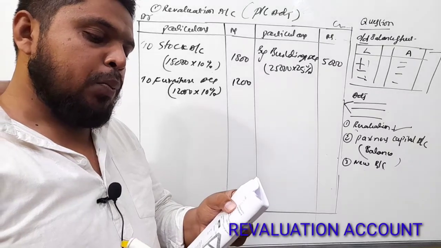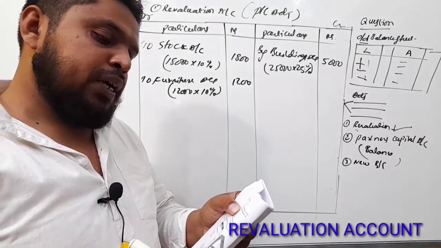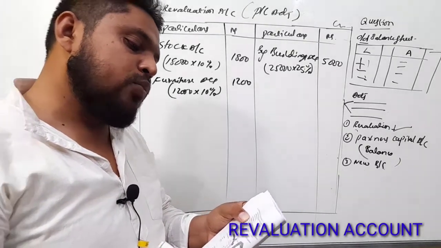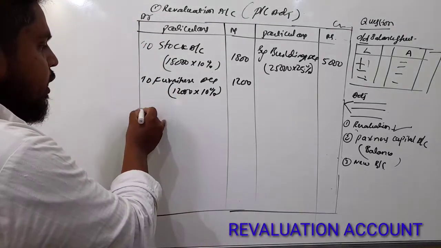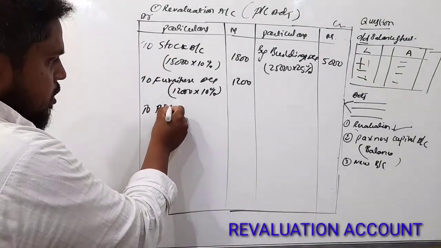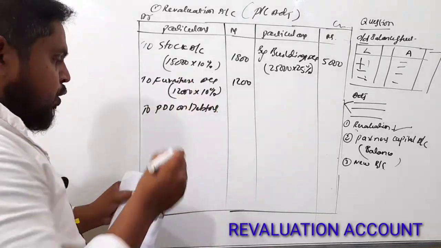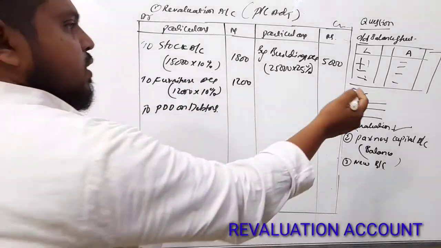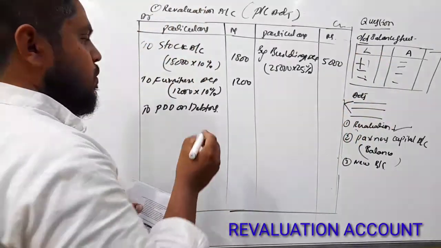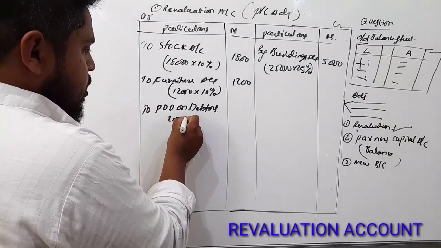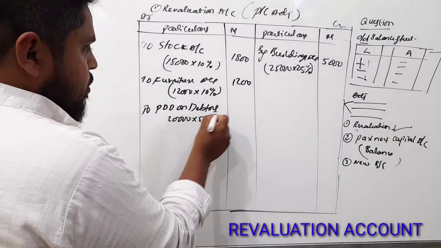So now this is a PDD. So PDD amount we have to calculate on debtors amount. So is a loss. So debit side. So PDD on debtors. So PDD debtors amount, how much he has given in the balance sheet? 20 into 5%, 1,000.